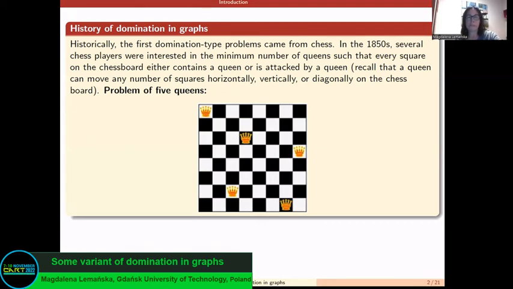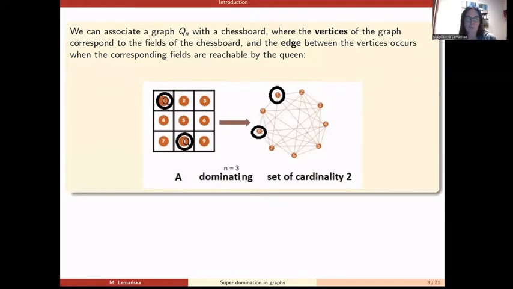This kind of problem was the beginning of thinking of domination in graphs, because with the chessboard we can associate a graph Qn. It was difficult for me to work with the traditional chessboard, which means the graph Q8. So I decided to show you a smaller chessboard, 3 by 3, where the vertices of the graph correspond to the fields of the chessboard. If we have this small chessboard with 9 small squares, then the corresponding graph will have 9 vertices. And we have an edge between two vertices when the corresponding fields are reachable by the queen.